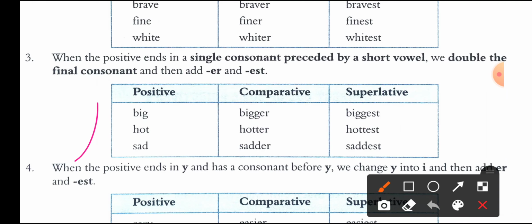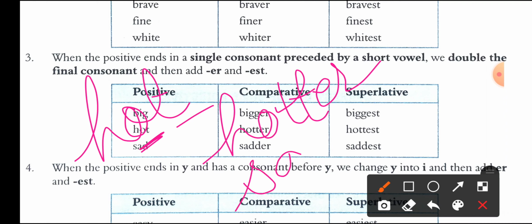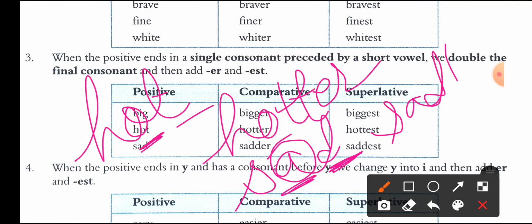Again, you can see hot, H-O-T. What is the second-last letter? O, which is a vowel. So what will you do? You will double the last letter: hotter and hottest. Next is sad, S-A-D. The second-last letter is A, which is a vowel, so you double the last letter: sadder, saddest. This is the way to learn these degrees.